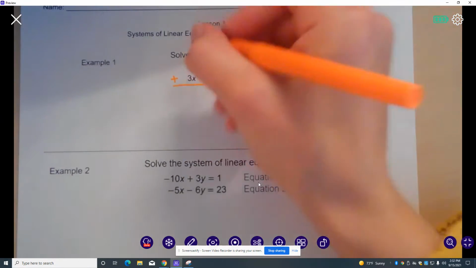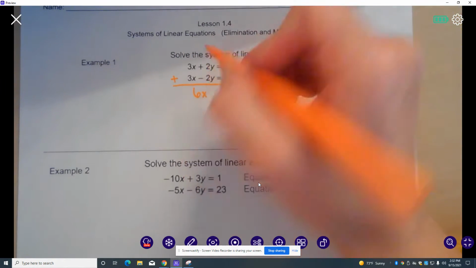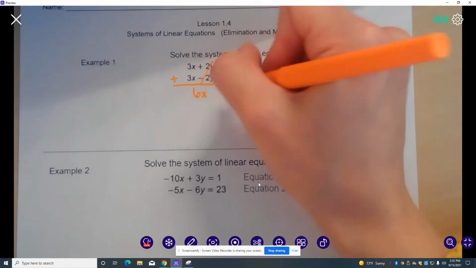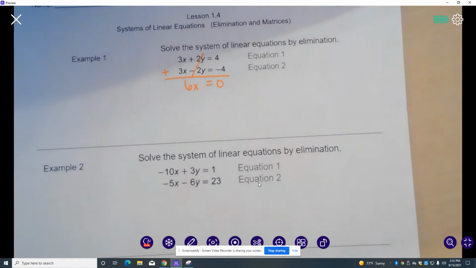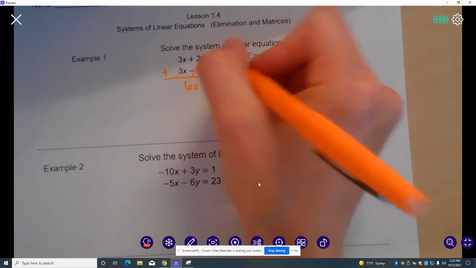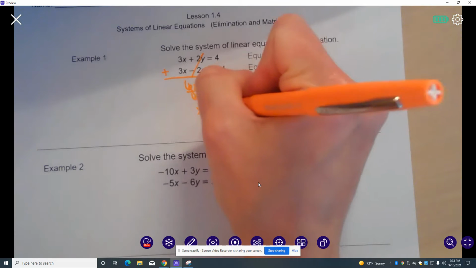3x plus 3x is 6x. 2y plus negative 2y, that cancels, that eliminates the y's. And 4 plus negative 4 is 0. And so now I've eliminated the y's, which leaves me with an equation with just x. So I can solve this for x. I'm going to go ahead and divide both sides by 6. And I see that x is equal to 0.